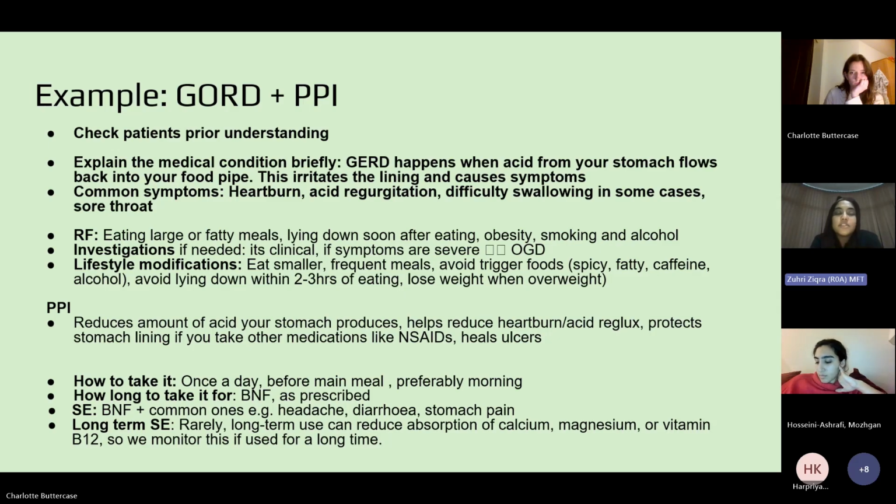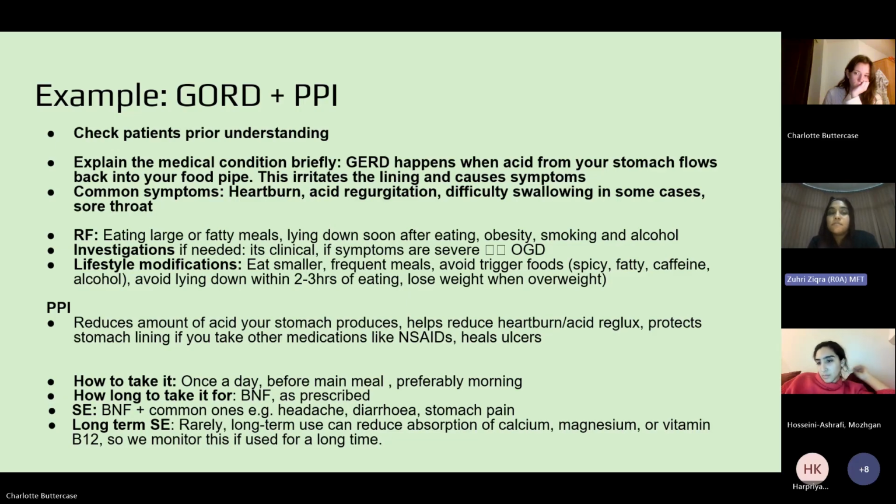And the whole scenario was they've been given a PPI, haven't they? So mention what the PPI is there for. In this scenario, it's there to reduce the amount of acid so that it helps with the symptoms, isn't it? It also protects the stomach lining. So sometimes you could mention, oh, some people are given it if you're taking medications like ibuprofen. If you've got ulcers, it will help heal the ulcers. Taking it wise, once a day, could be twice a day, depends on what the indication is, isn't it?